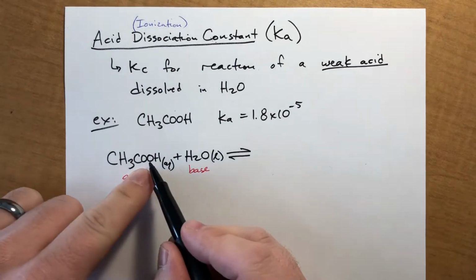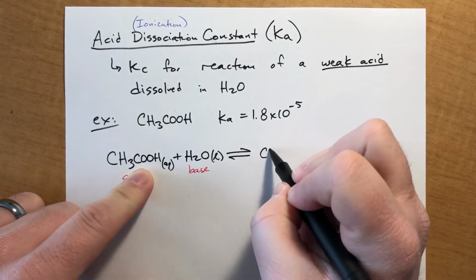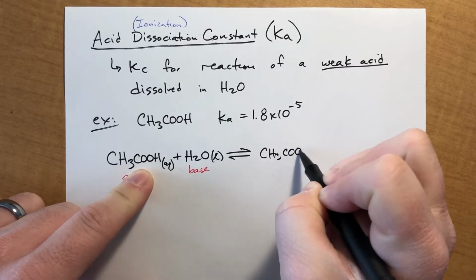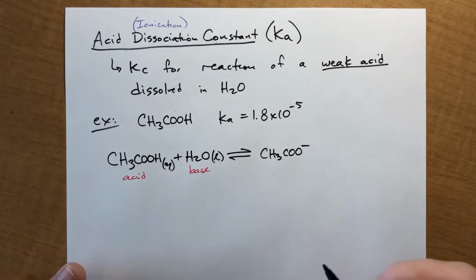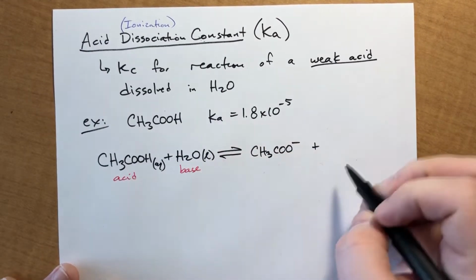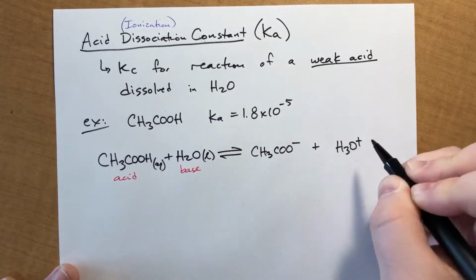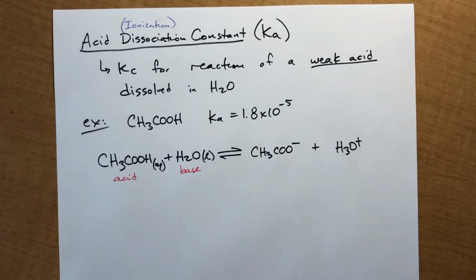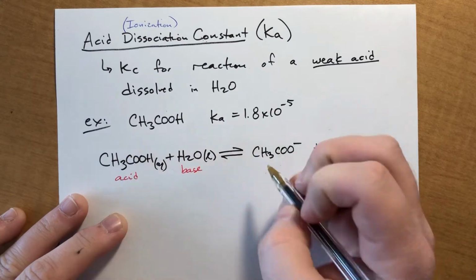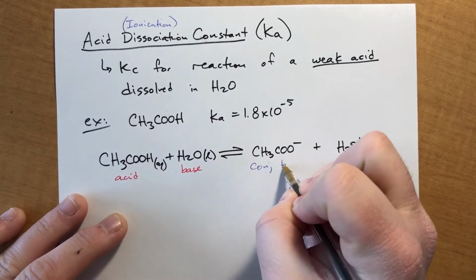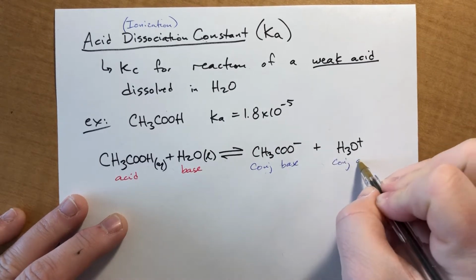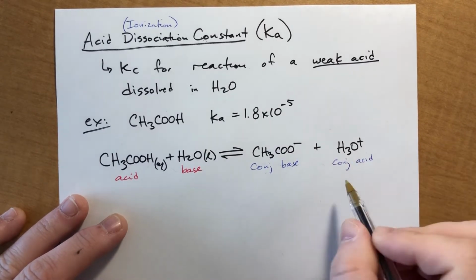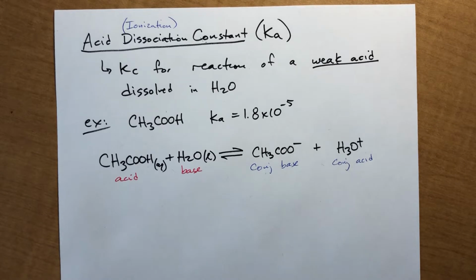So what happens is this thing's going to lose an H+, so it'll be CH3COO minus, because it was neutral and we lost a plus charge. And this thing is going to gain a plus charge, so it'll become H3O plus. Hey look, hydronium ion. We're going to see that a lot. Okay, so this was the acid. This is the conjugate base. This was the base, so this is the conjugate acid. I'm going to be abbreviating conjugate like that pretty much every time.